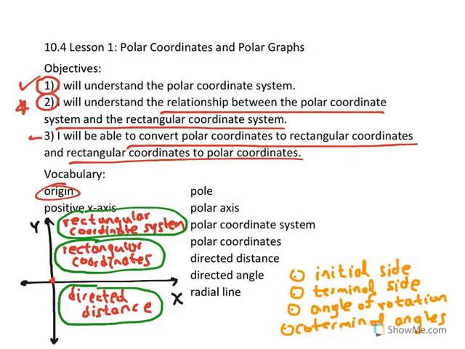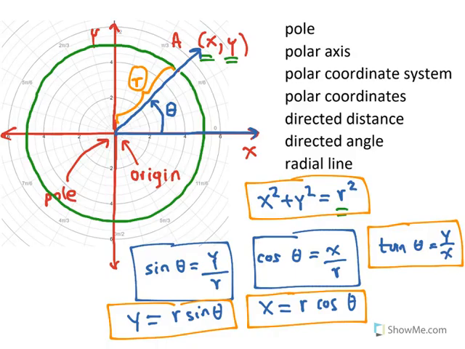Now let's go ahead and take a look at objective 3. You will be able to convert polar coordinates to rectangular coordinates and rectangular coordinates to polar coordinates. So let's look at the first part of it. You'll be able to convert polar coordinates to rectangular coordinates. To do that, we're going to use these two relationships. So let's begin with a point whose polar coordinates are known.